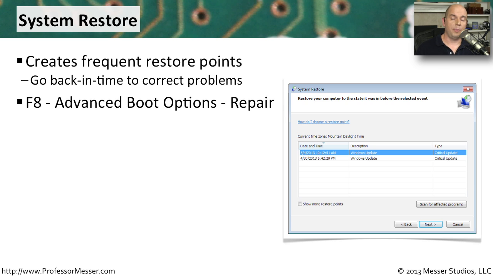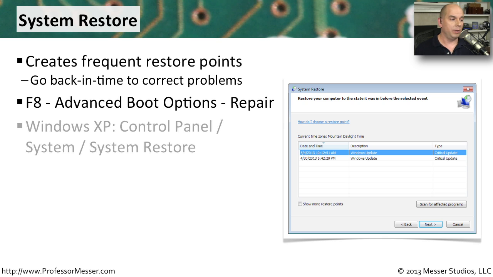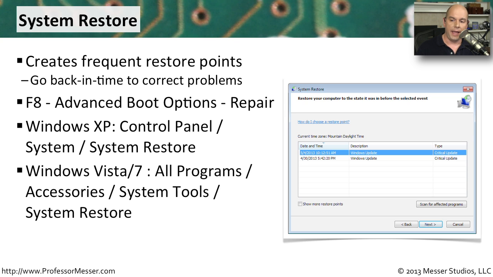If you can't start your operating system at all, you can start with the F8 key to launch the advanced boot options, and inside of that you'll have repair options that you can then use to start up System Restore. But if your operating system is working, in Windows XP, you can go to the control panel under System and choose System Restore, and in Windows 7 and Windows Vista, you go to All Programs, Accessories, System Tools, and System Restore, and you'll get the options available and where you can back up to what date and what time.